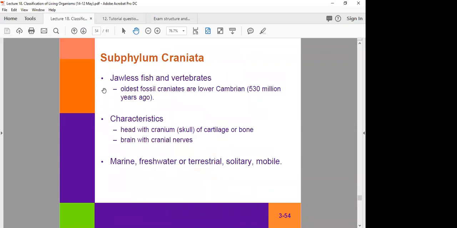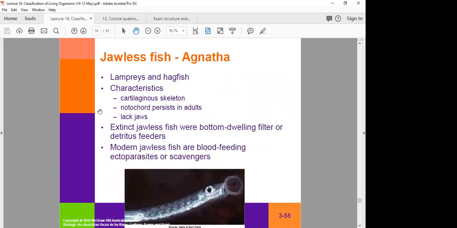All right, subphylum Craniata includes jawless fish and vertebrates. Characteristics of the craniates: they have a head with a skull or cranium, and they have a brain. Here we have the jawless fish, which includes the lampreys and hagfish. Characteristics: they have a cartilaginous skeleton. The notochord persists in this group of animals, unlike humans. And the jawless fish, of course, lack jaws.